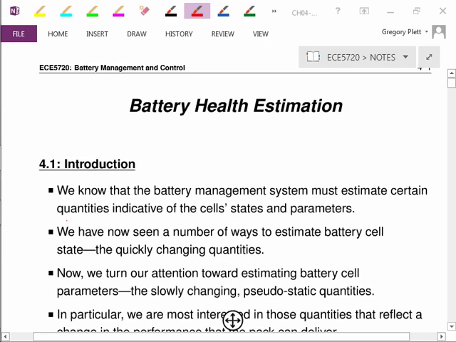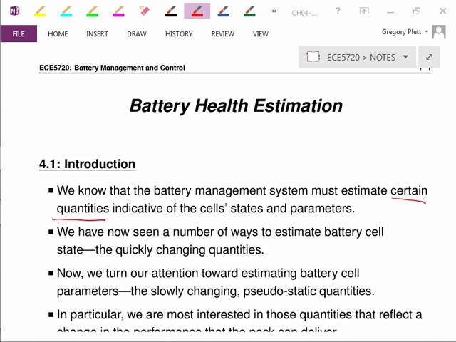We now start a new chapter in this course where we are addressing the issue of battery health estimation. And we've seen already that a battery management system has to estimate certain quantities inside the cells of the battery pack that indicate in some way the state of those cells and the parameter values corresponding to the models of those cells.